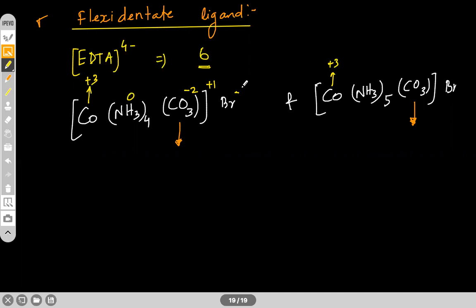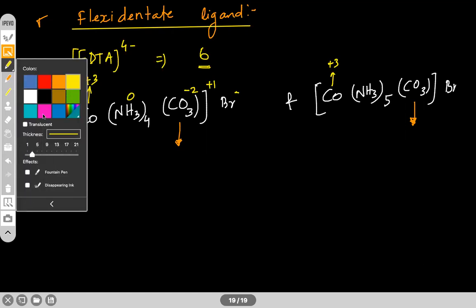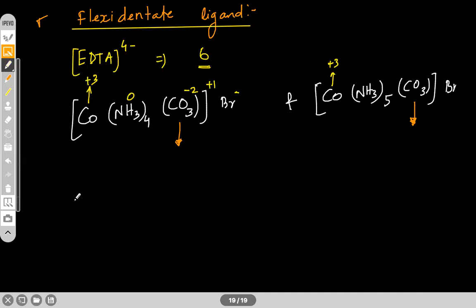This is the first thing. You should be very comfortable with how to find the oxidation state, and for that you should know the charge. I have given you all those examples, which is more than enough. Okay, fine. Now you tell me, what is the atomic number of cobalt? 27.